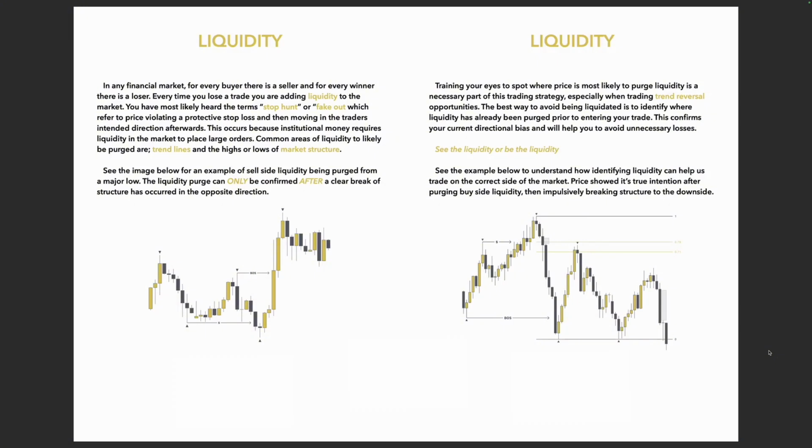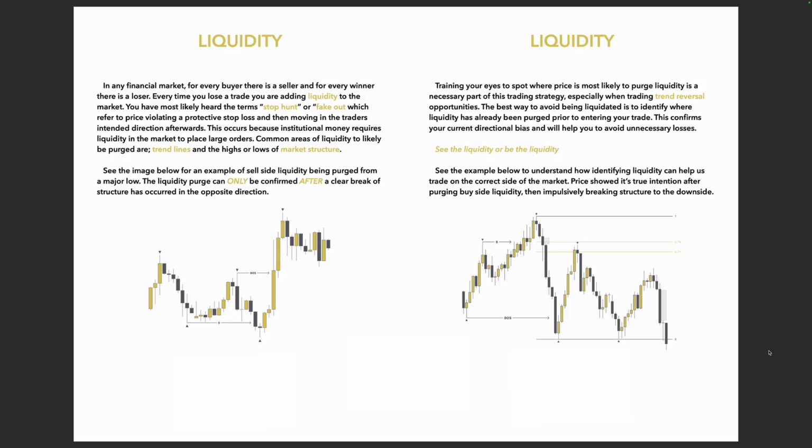This occurs because institutional money requires liquidity in the market to place large orders. Common areas of liquidity to be purged are trend lines and the highs or lows of market structure. See the image below for the example of sell-side liquidity being purged from a major low. The liquidity purge can only be confirmed after a clear break of structure has occurred in the opposite direction. We're going to go over that in the real chart examples shortly.